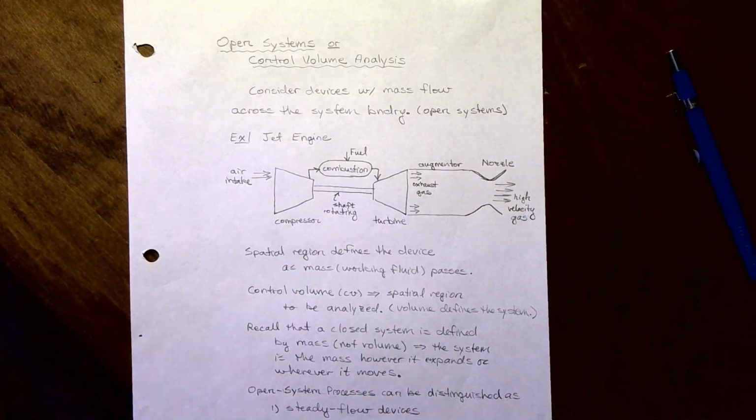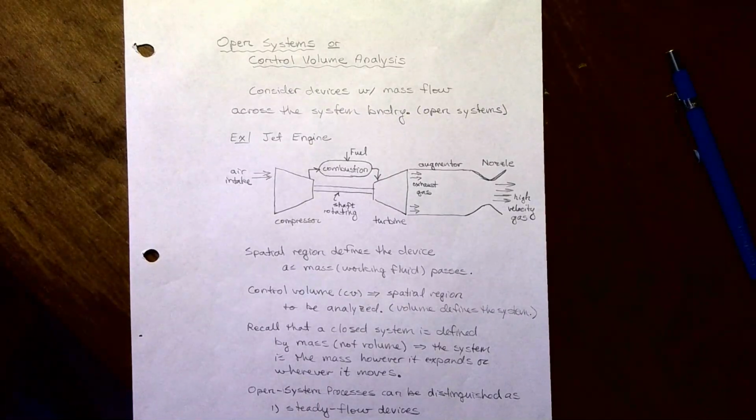Okay, so now let's move on to talk about the next topic in chapter 4, which is open systems. Open systems means that mass is now crossing the boundary. The system is just our general term for what we are deciding, as an engineer, to analyze. And now mass is crossing the boundary.